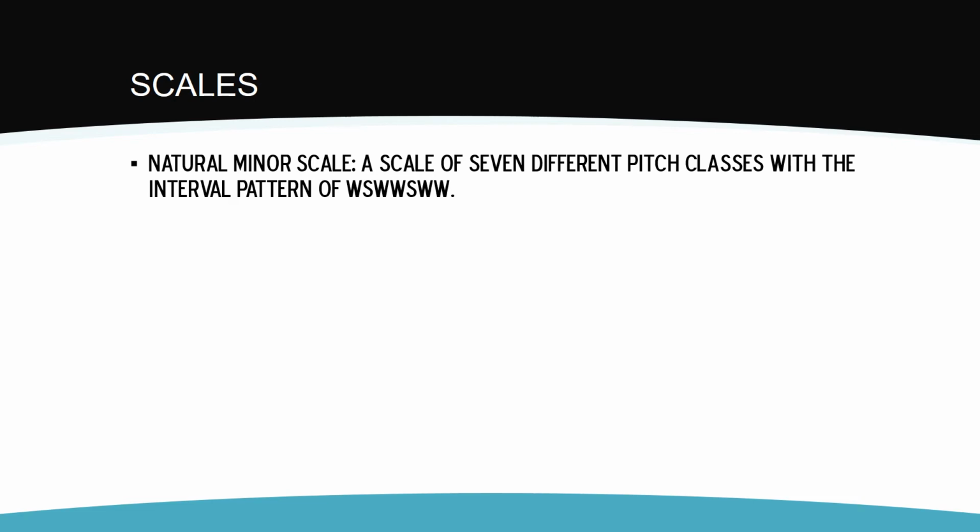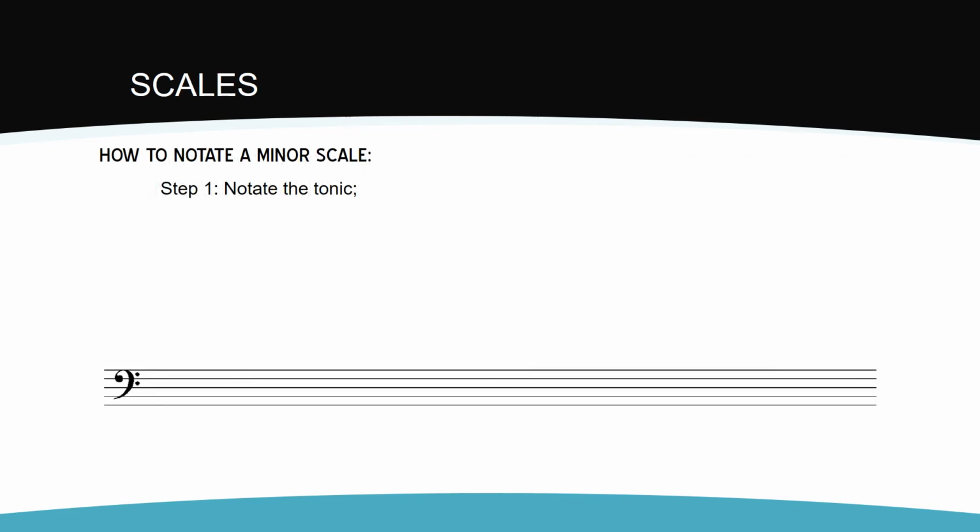The natural minor scale is also a diatonic scale and also contains 7 different pitches. The difference between the major scale and the natural minor scale is the order in which the 5 whole tones and 2 semitones occur. In the natural minor scale, the order is whole tone, semitone, whole tone, semitone, whole tone, whole tone. Let's build an A natural minor scale using the same step-by-step process we learned earlier.